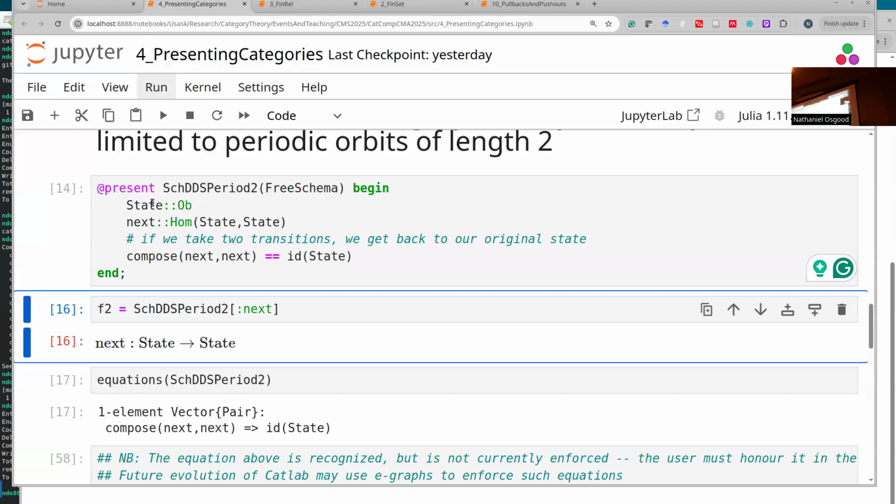I can elect, in specifying this category, a set of rules of engagement such that next composed with next is identity. Alternatively, I could have said next composed with next is next, right?